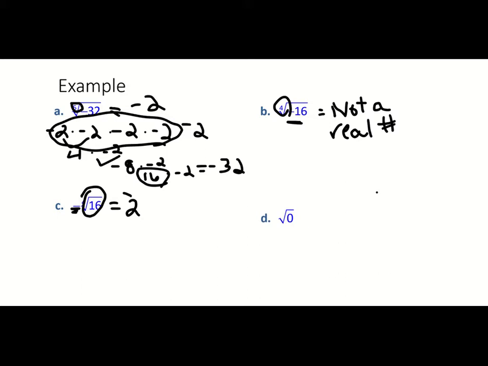And then for our last one, the square root of 0. Well, what number can you multiply together twice to get 0? That would be 0. The square root or the cube root of 0 is always 0.